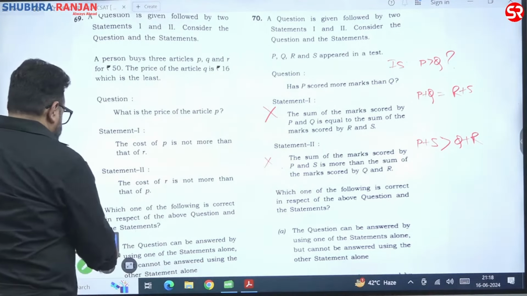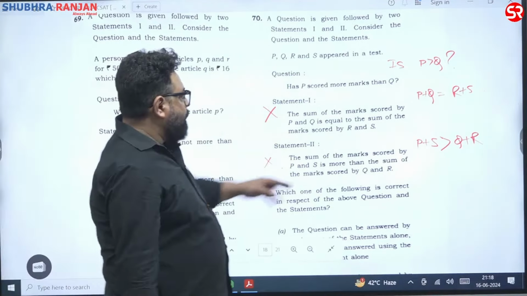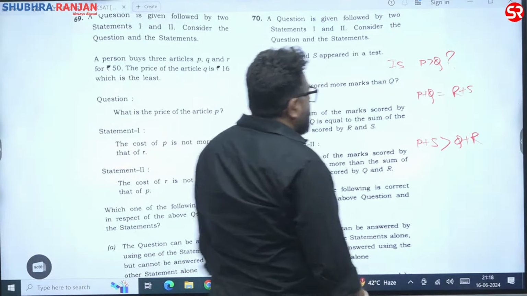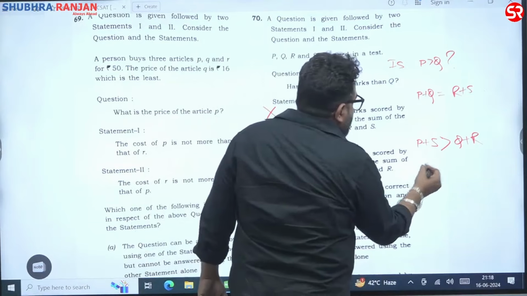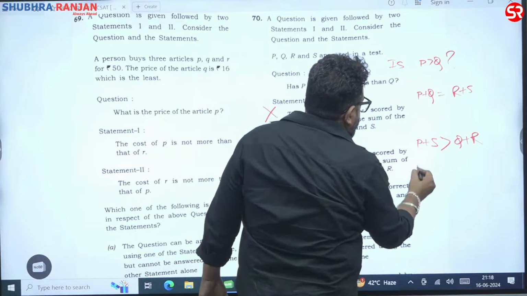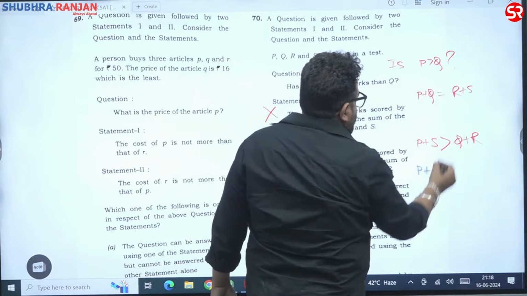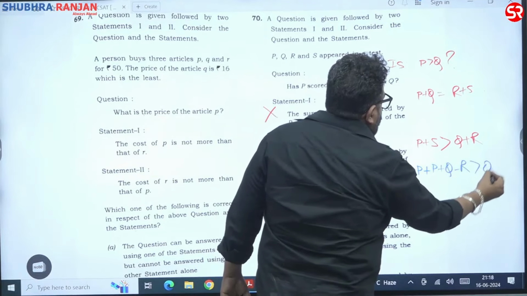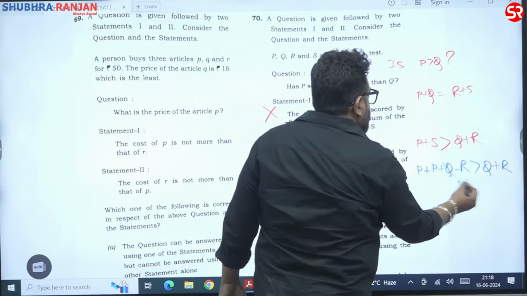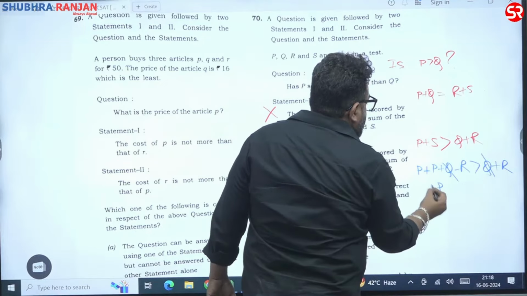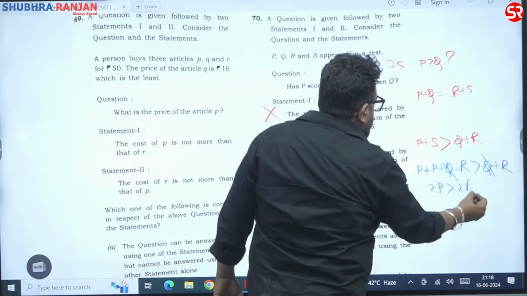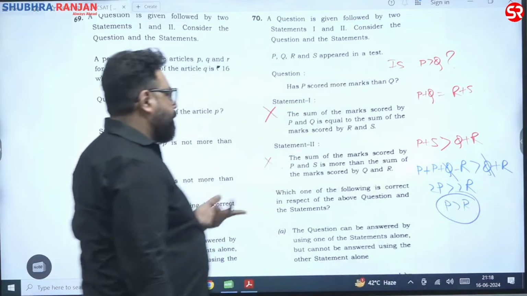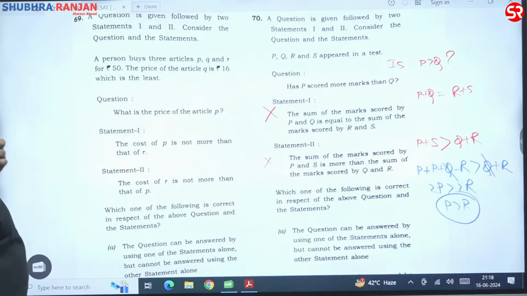So if I combine them together, we need a relationship between P and Q. So I put the value of S here. P plus S: P plus Q minus R is greater than Q plus R. So Q and Q cancel out. 2P is greater than 2R. P is greater than R, but it does not give you anything else. So when I put the value of S, I'm not getting anything.